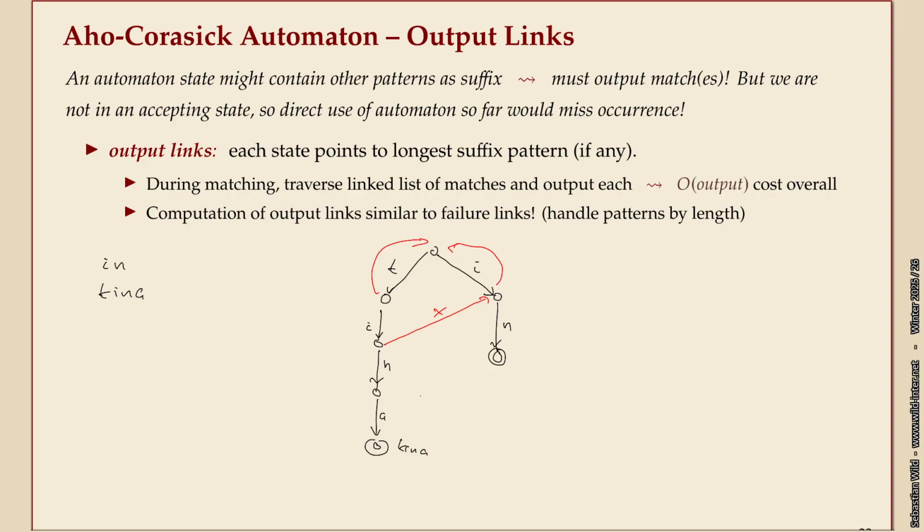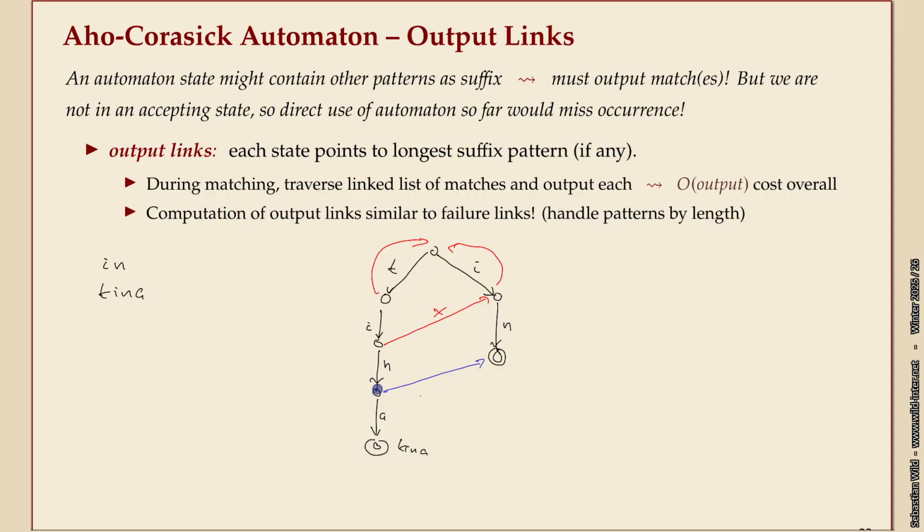But you can add another type of links. That's the output links, which effectively says if a suffix of the string that leads to this vertex is another pattern. In this case, tin is what leads to this node, and a suffix in is an accepting string. I want to output this at this point. So I have a link here from this node to the longest of these patterns, if there's several. And so at any point, I might have to follow this chain of matches and output them right now before moving on.